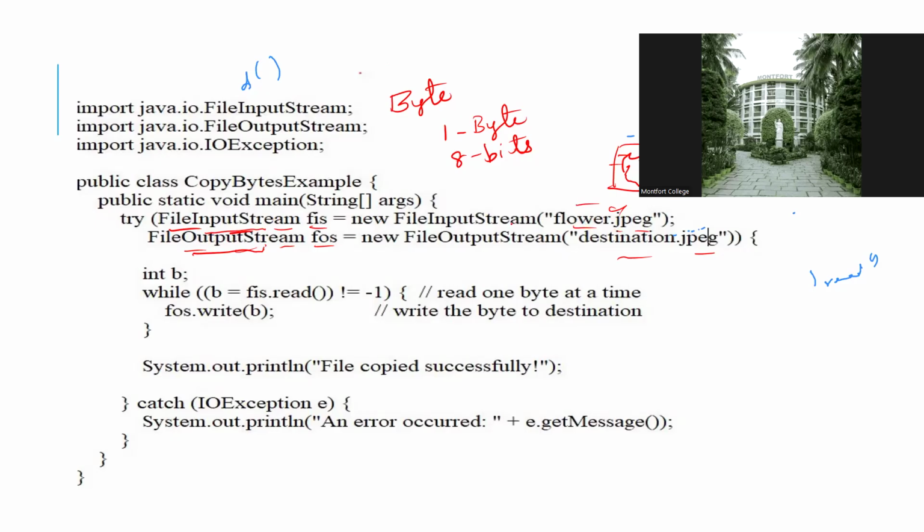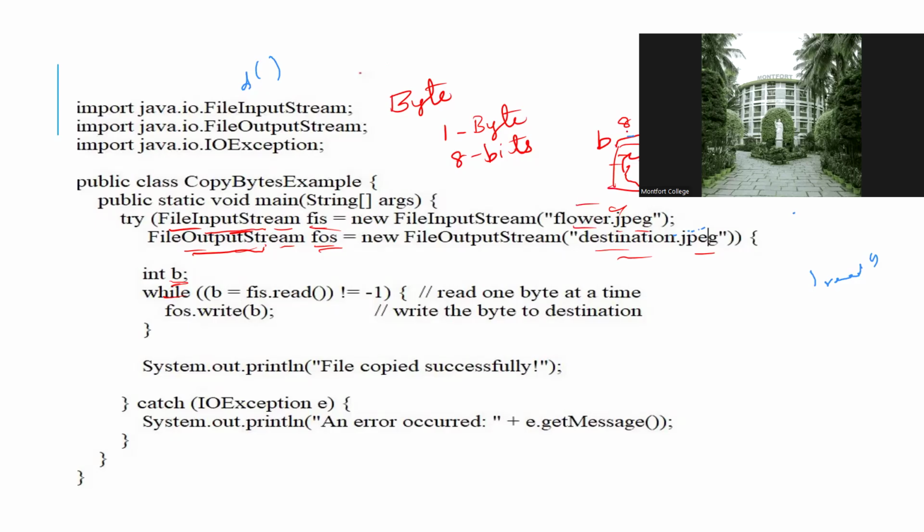For the source flower, I have FIS. For the destination file, I have FOS. Now, we have to check first. First, we have to get the condition while. See, b is nothing but what is going to carry the streaming. So at a time, 8 bits will be transmitted, right? Or 1 byte will be transmitted. That has to be taken by someone. That someone is nothing but b. b is going to read everything and it is going to write here.